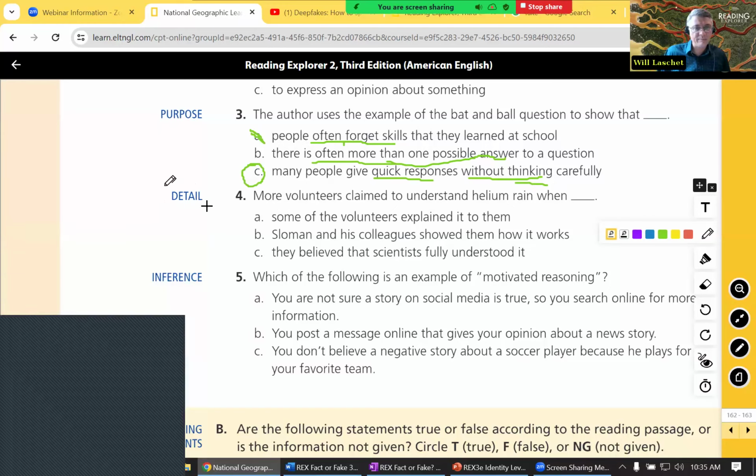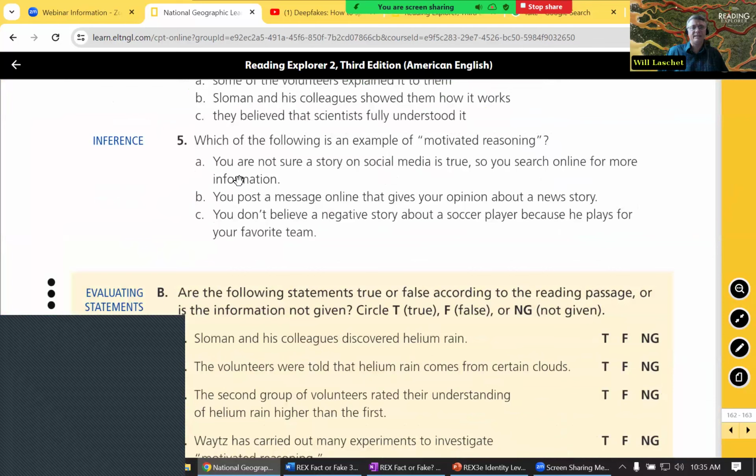Okay, right. So we've got two other types of questions. We've got detail and we've got inference. Let's skip detail and have a look at inference because it's more interesting. Which of the following is an example of motivated reasoning? We mentioned motivated reasoning earlier. It says here, you're not sure a story on social media is true, so you search online for more information. You post a message online that gives your opinion about a news story, or you don't believe a negative story about a soccer player because he plays for your favorite team. Now, this is quite a difficult question because the answer is not directly in the text. We need to work it out.